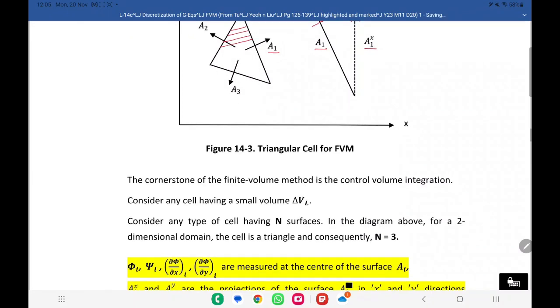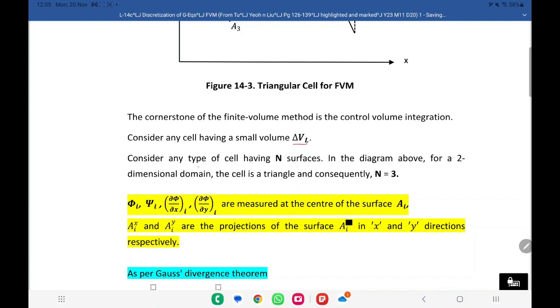Now, the cornerstone of the finite volume method is the control volume integration. Consider a cell having small volume delta VL. Okay. Now consider any type of cell. We are starting with a triangle. To make it simple, you can take any one having n surfaces, 3 onwards, anything. Okay. Diagram above, a 2-dimensional domain. The cell is a triangle. Consequently, n is equal to 3. So 3 surfaces, n will be equal to 3.